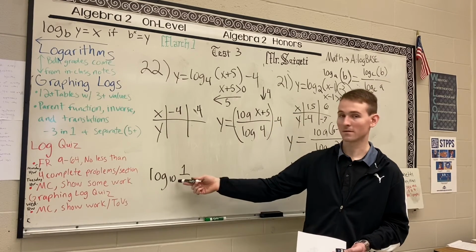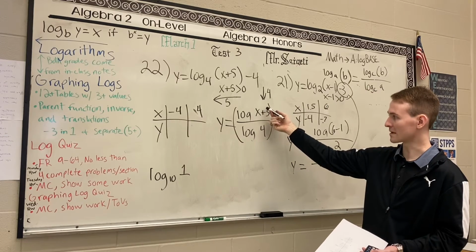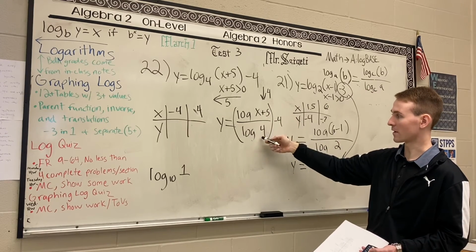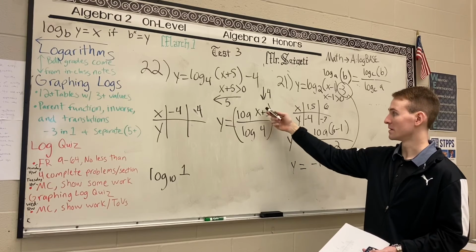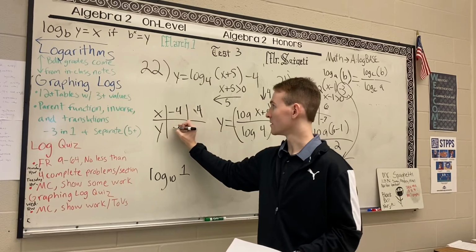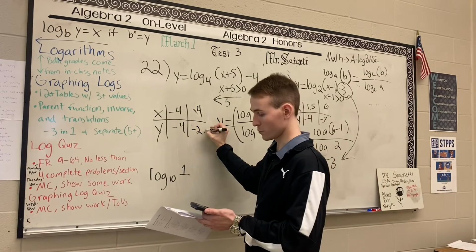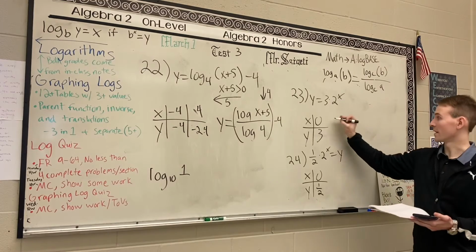But 10 to the 0 power gives us 1. So we have the numerator being 0, and then the denominator doesn't matter. So it's just 0 minus 4. So conveniently, when x is negative 4, y is negative 4, negative 2.4 for x.